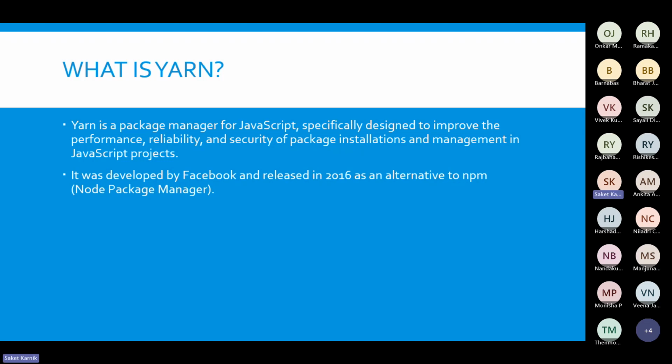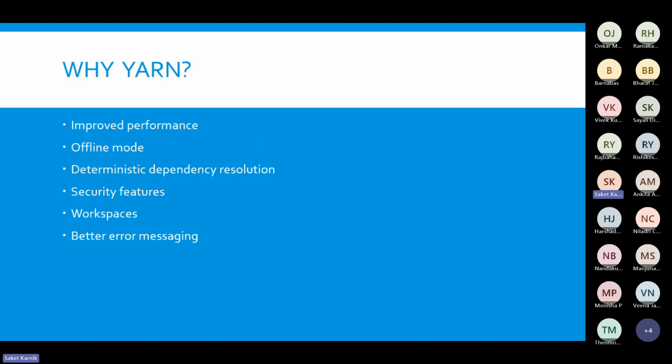So NPM is no more lagging behind Yarn. What Yarn provides, NPM also is capable of doing the same. So all the features which are listed on this slide are now applicable to NPM also equally. And hence you see more usage of NPM these days. Is that clear?